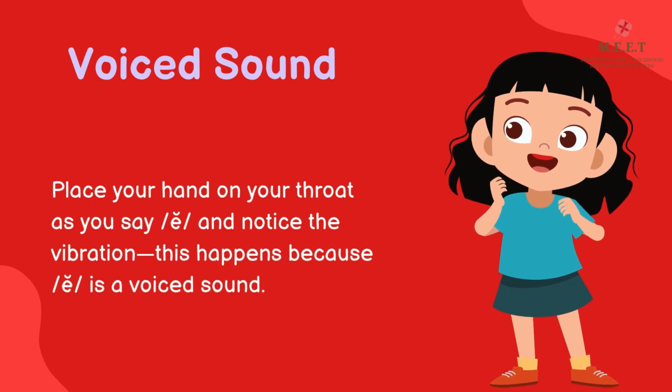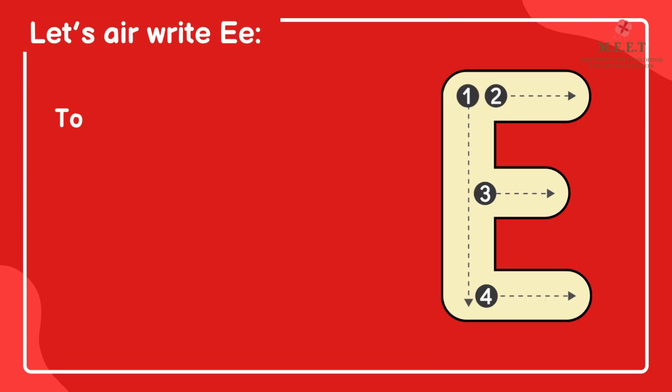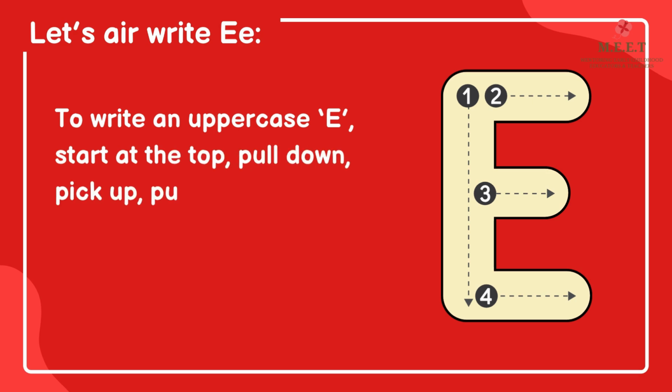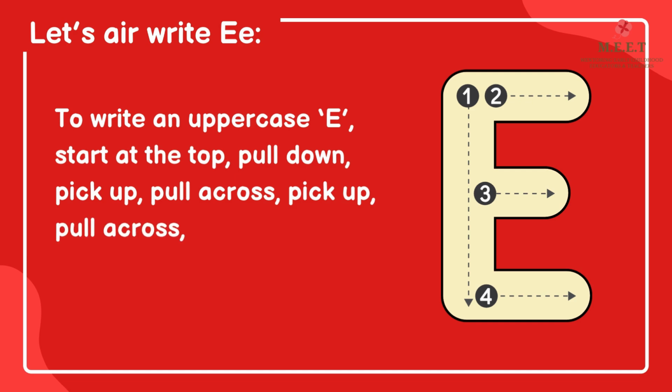Now let's write uppercase letter E. You can take your pointer and middle finger and write as we go along. To write uppercase E, let's start at the top. Pull down, pick up, pull across, pick up, pull across, pick up, pull across. Now you have an uppercase E.